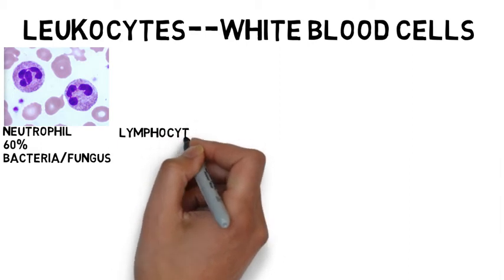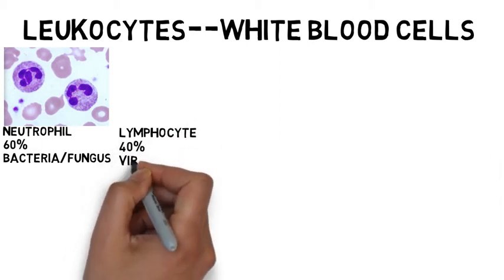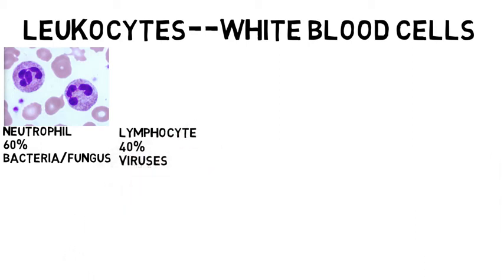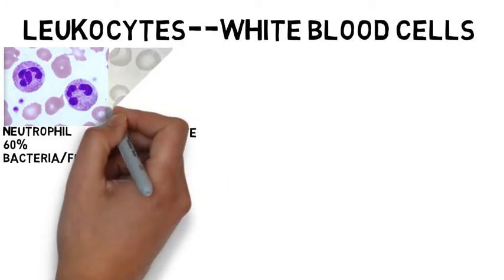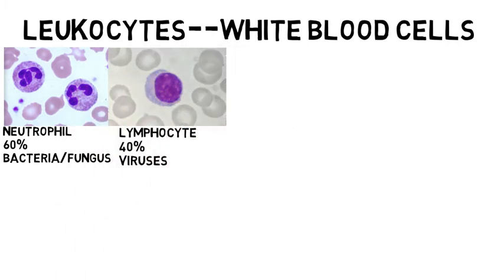Lymphocytes make up about 40% of your white blood cells. They're most prominent in the detection of viruses. Lymphocytes are most notable under a microscope because their central core takes up almost the whole cell. It looks like one giant purple dot. Makes it much easier to see than all the other ones.